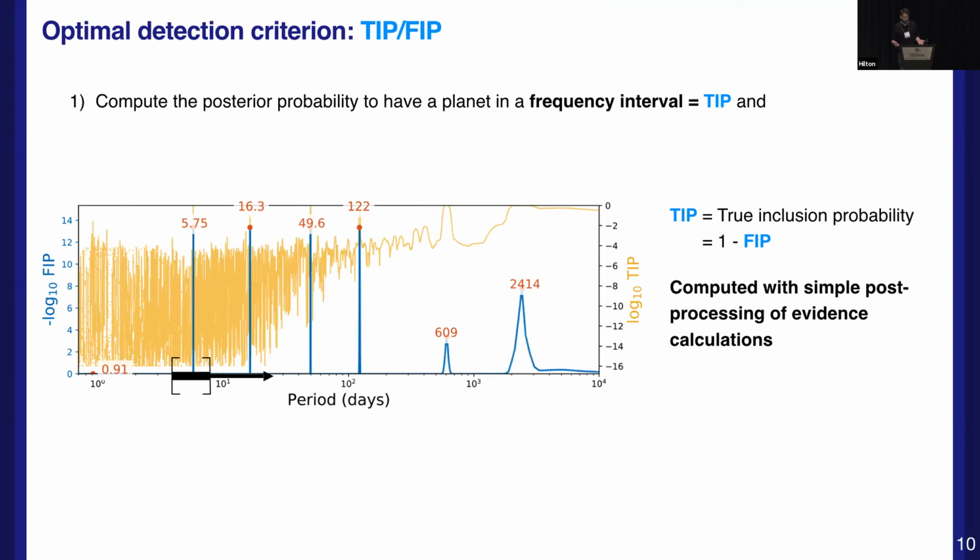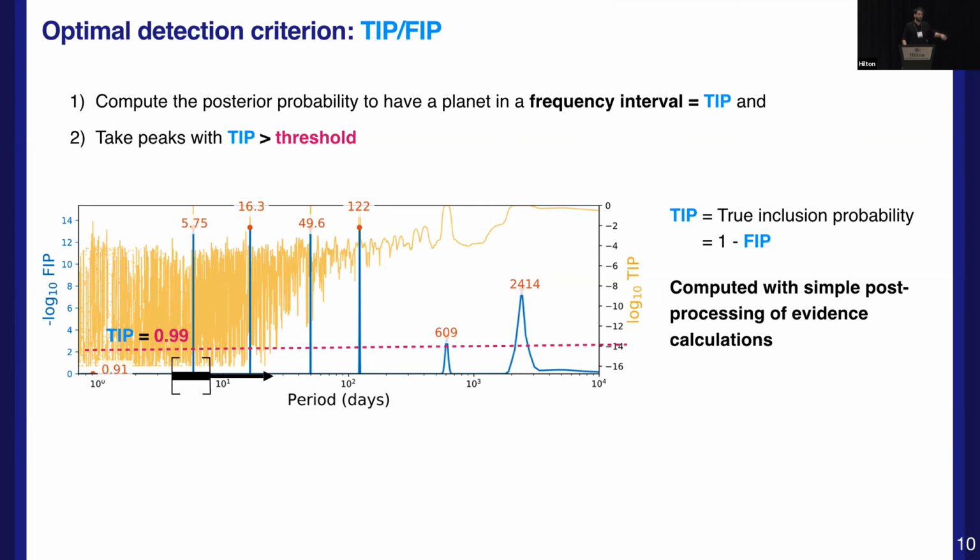In fact, it's very simple. It's just a simple post-processing of what you already have when you compute Bayesian evidences. So you take your frequency box and you slide it across the frequency range, and in each box you're asking, what is the probability that I have a planet there? So that's what you compute. And then you say, well, I'm taking a fixed threshold. Everything which has a probability to have a planet there greater than, for example, 99%, I'm saying, okay, this is a planet.